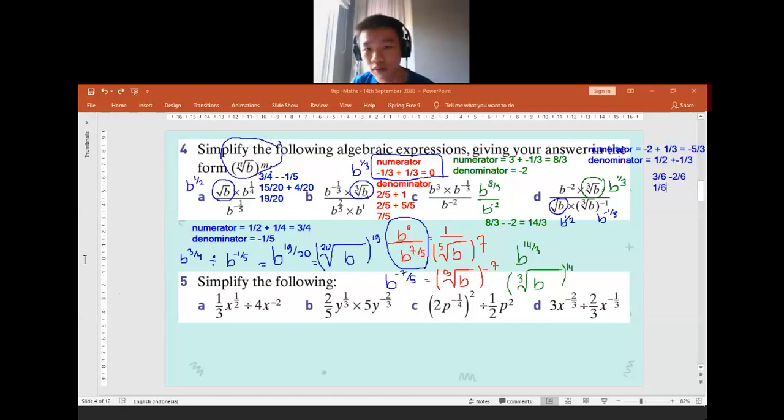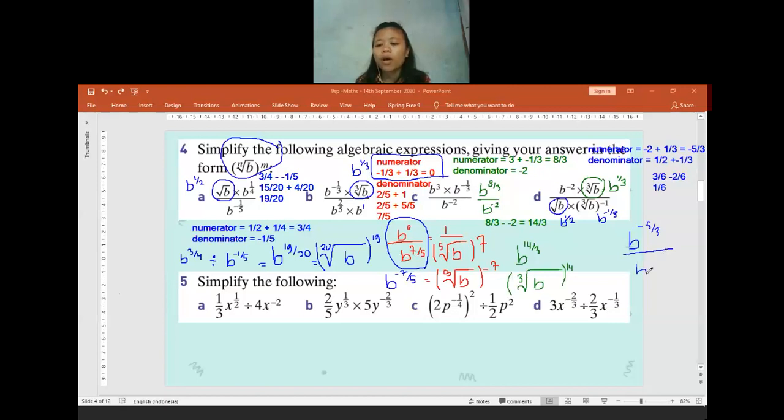Okay, thank you. So now in the end, we will have p to the power of negative 5 per 3 for the numerator, and for the denominator, we have p to the power of 1 per 6. Now we can simplify the power again. This is division. When it is division, we have to subtract the power. So we have negative 5 per 3 minus 1 per 6. How much will it be?